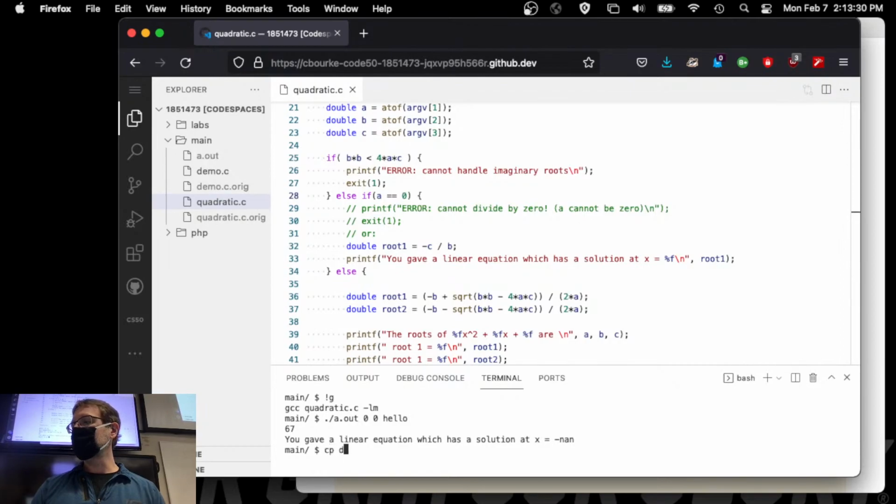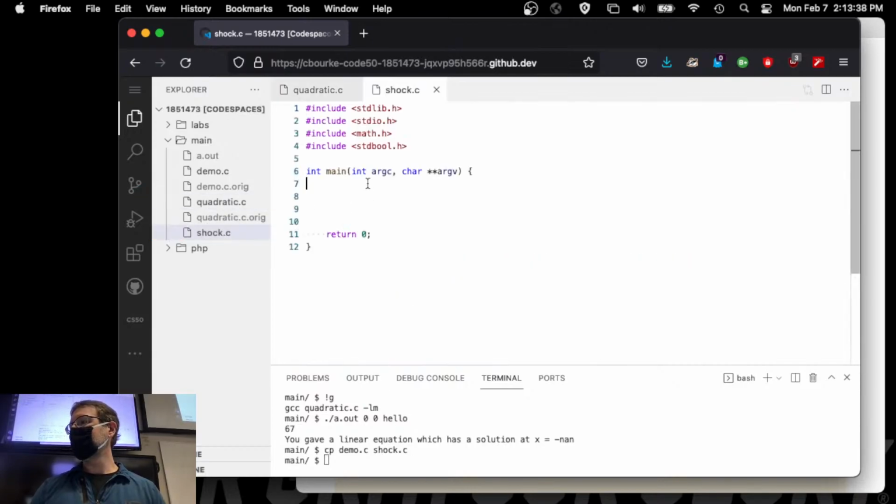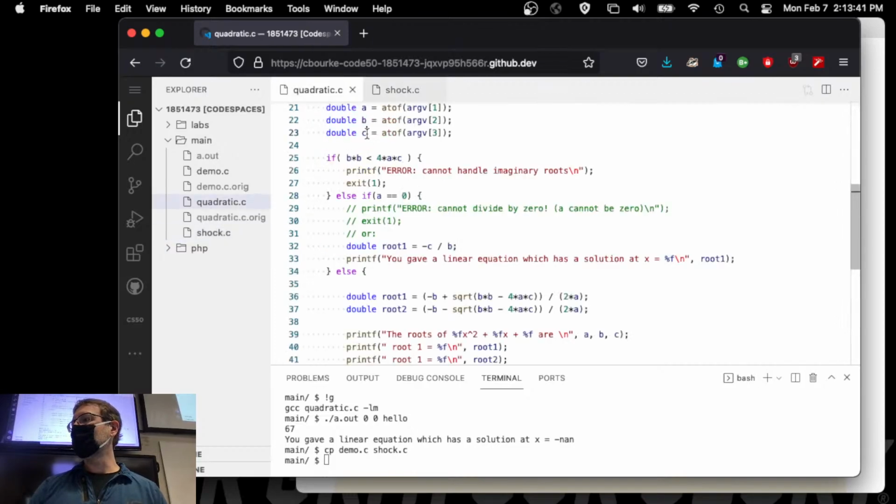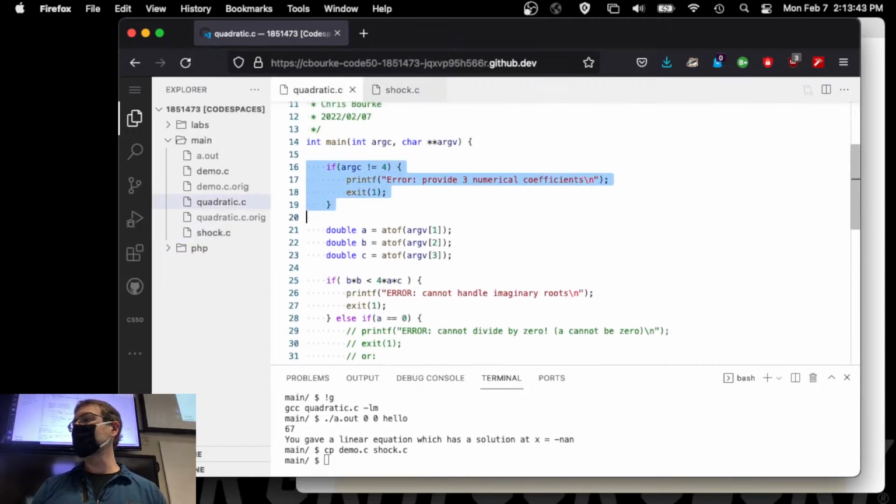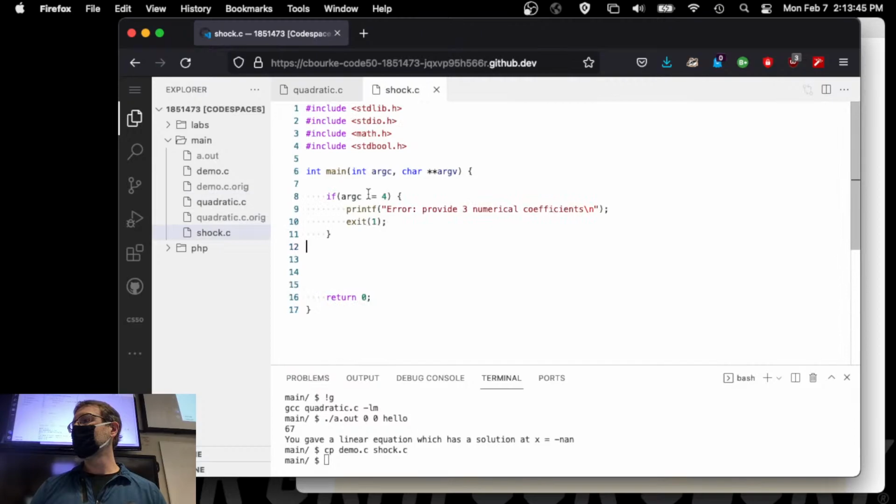So let's go ahead and copy demo to shock.c. There we go. All right, same thing as before. What we're going to do is check for the correct number of command line arguments. Am I expecting 4 anymore? I'm just expecting 1. So is that correct? Careful. The executable file name is always part of it. So it's always +1, and I'm expecting 2.